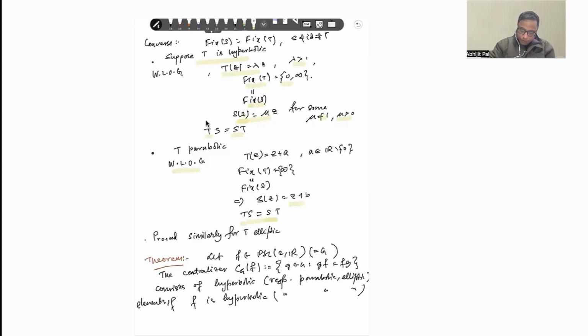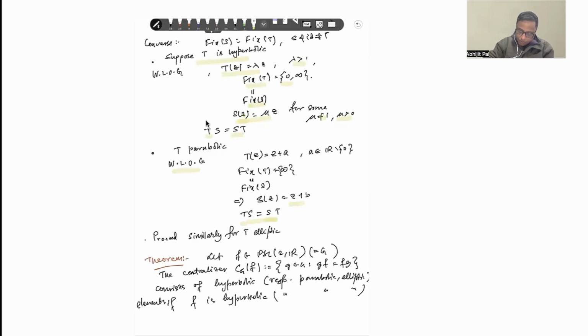And if I assume t to be elliptic, you can proceed similarly. In that case, without loss of generality, you can assume the matrix of this t to be cos theta, sin theta, minus sin theta, cos theta. And you can proceed similarly.